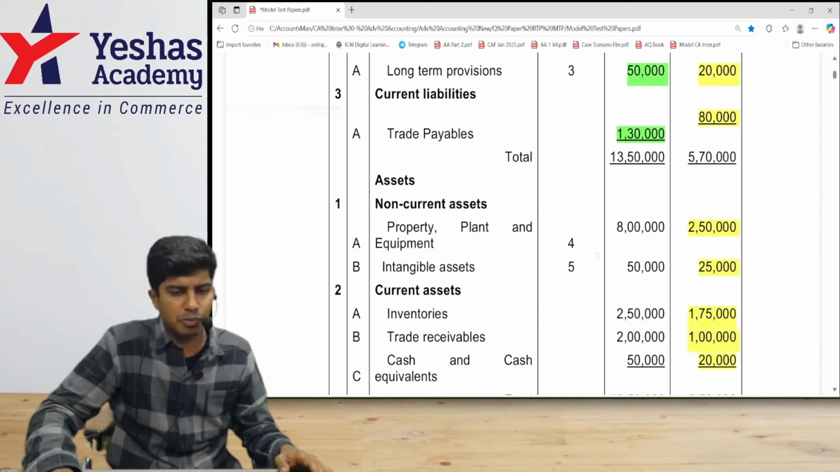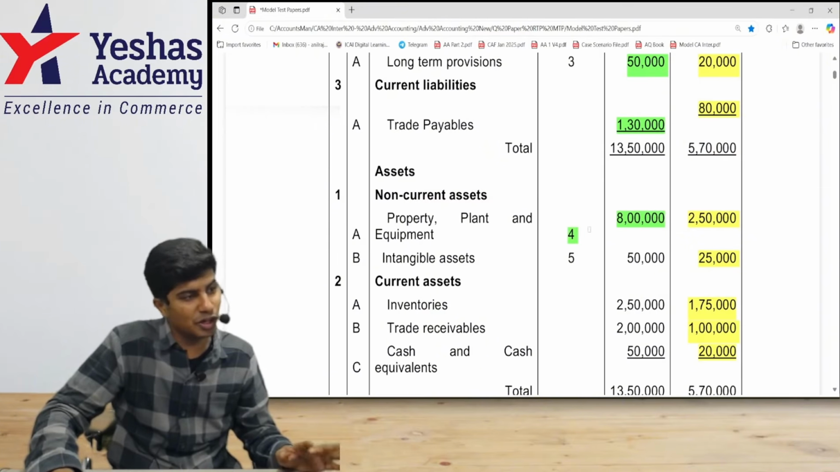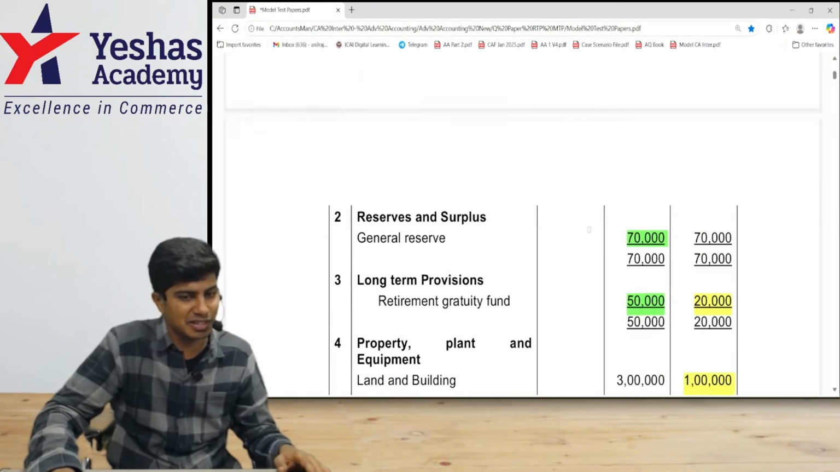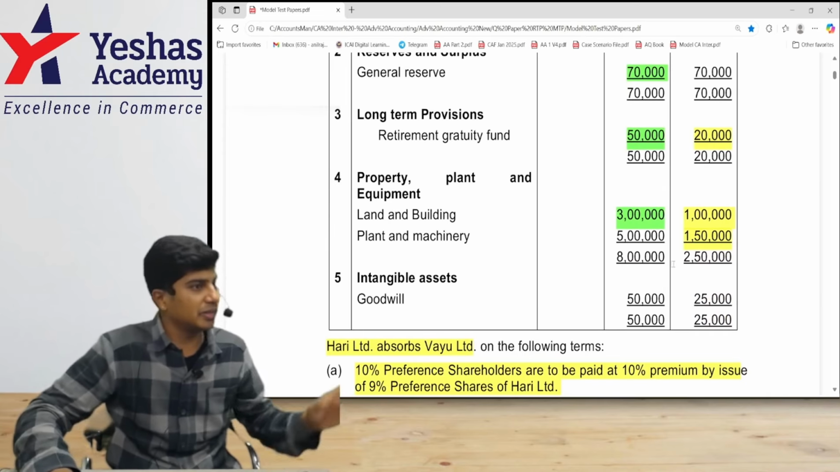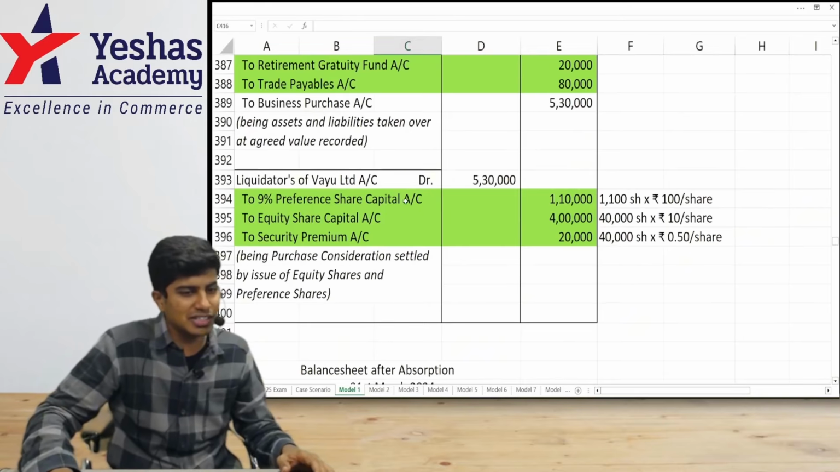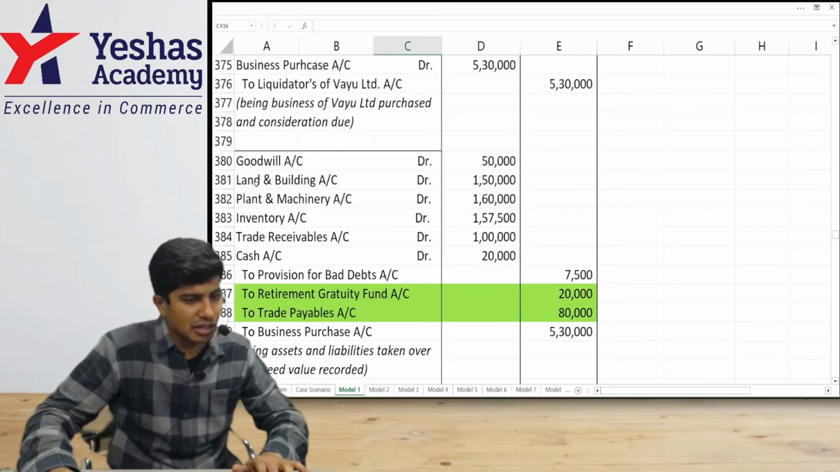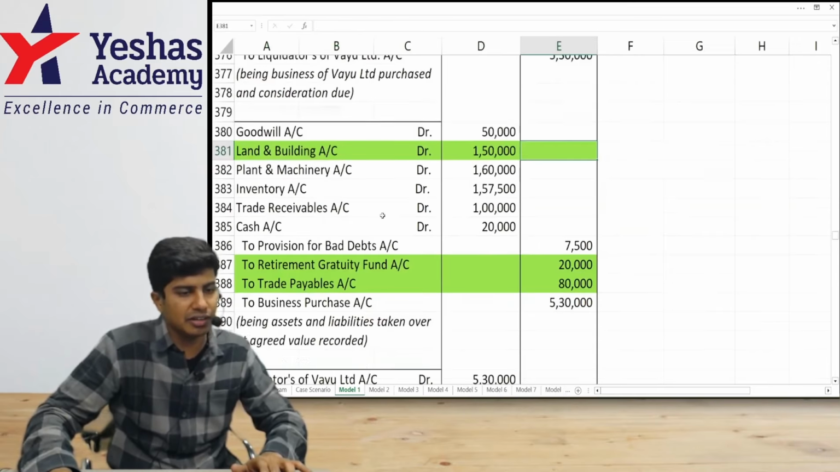Then after that, property, plant and equipment, 8 lakh. But you cannot write PPE straight up. We need to go to note number 4, asset by asset. Ours is land and building, 3 lakh. Theirs is 1 lakh, but that valuation has changed. 3 lakh okay, 1 lakh not okay. What is the value of their PPE? Land and building 1,50,000. How much is it in total?